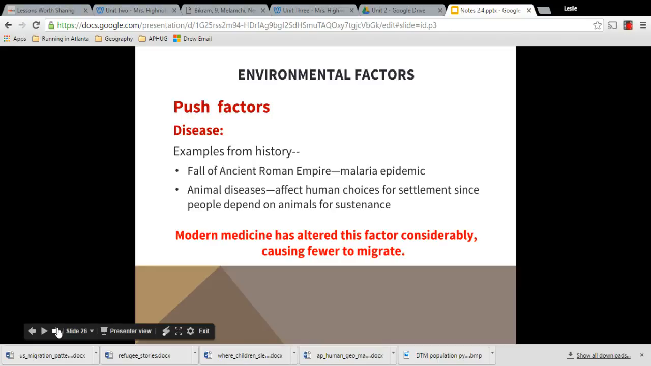Push factors can also include disease, with examples from history. The fall of the ancient Roman Empire included a malaria epidemic. Animal diseases can affect human choices for settlement since people depend on their animals for sustenance. However, in recent history, modern medicine has altered this factor considerably, causing fewer to migrate for health reasons.